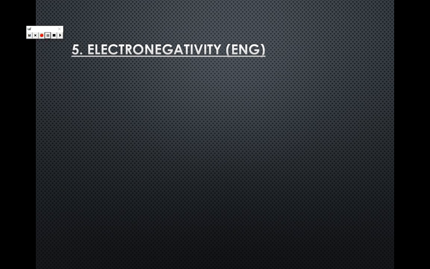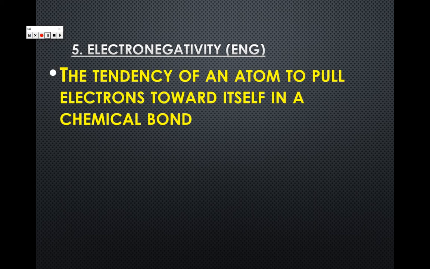So the electronegativity value is a numerical value given to represent how greedy an atom is for an electron. So this is the fancy definition: the tendency of an atom to pull electrons toward it in a chemical bond, but often thought of simply as electron greedy.